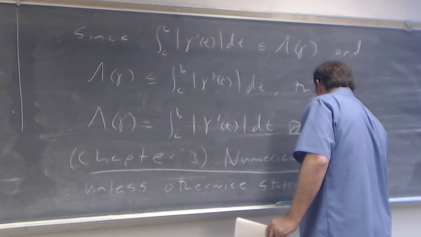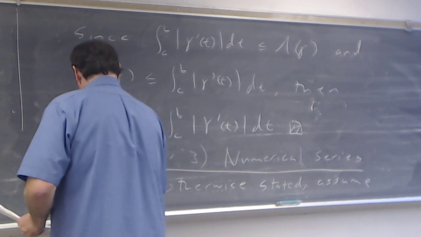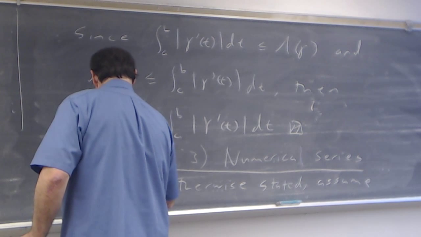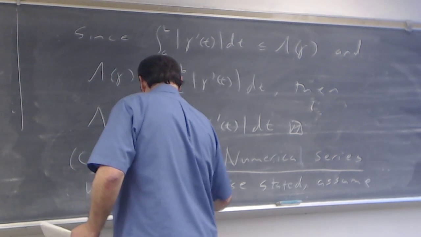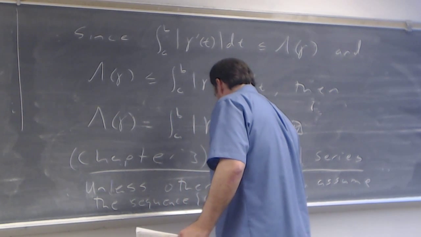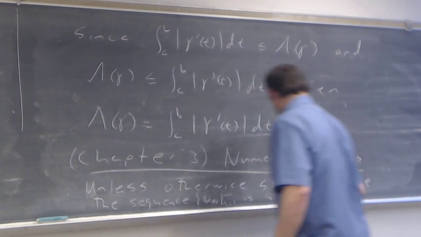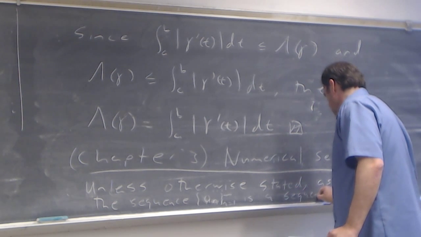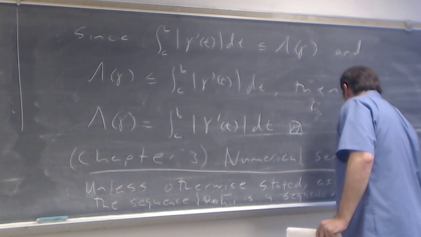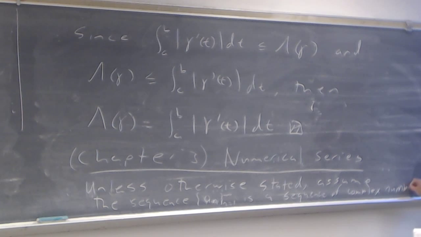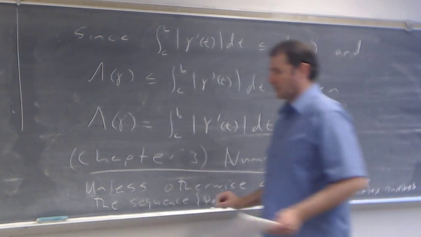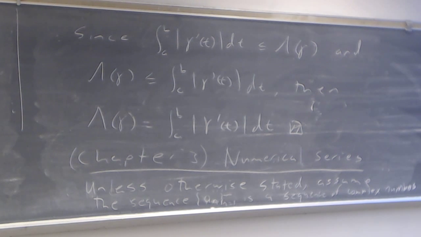What we're going to be working with, we're going to assume what we're working with is a sequence. The sequences, we'll say a sub n is a sequence of complex numbers. I'm working with complex numbers, okay? Sequences of complex numbers. And what I want to do is set up some definitions here.